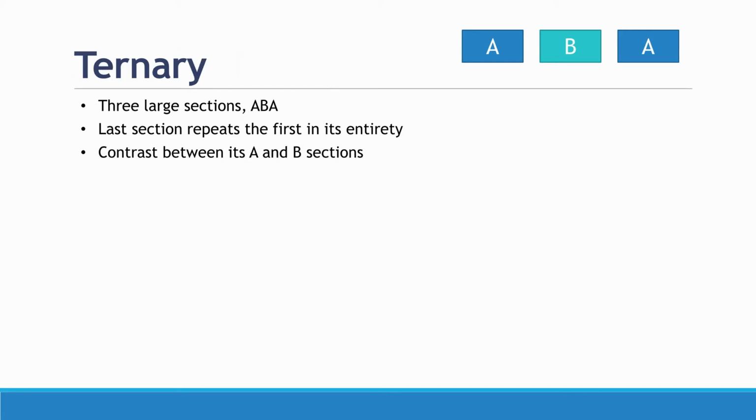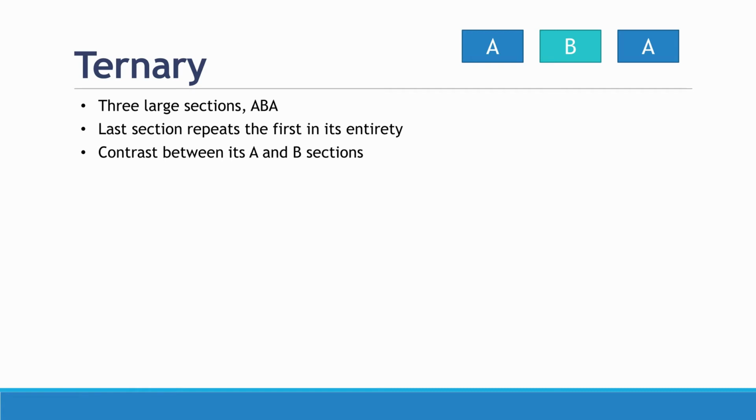All right, on to our last form that we're going to look at in this unit, and that is ternary form. So ternary is a 3-part form. It has 3 large sections, A, B, and A. Now this is a little bit different from rounded binary because we don't have an A prime at the ending. It's just a restatement of the original A. The last section repeats the first in its entirety.